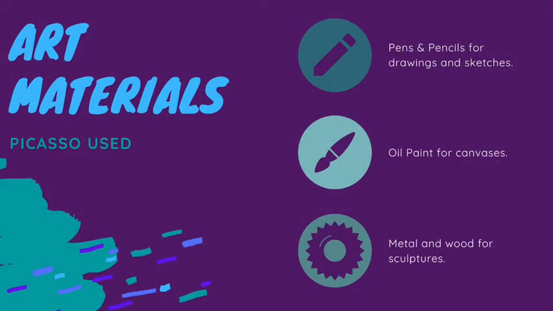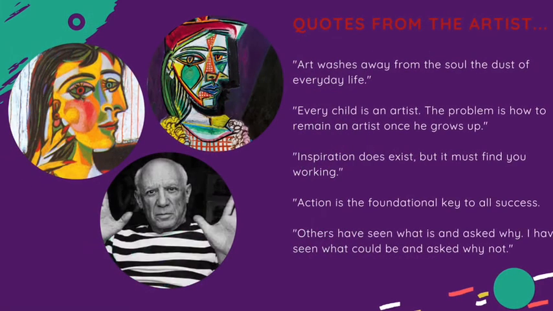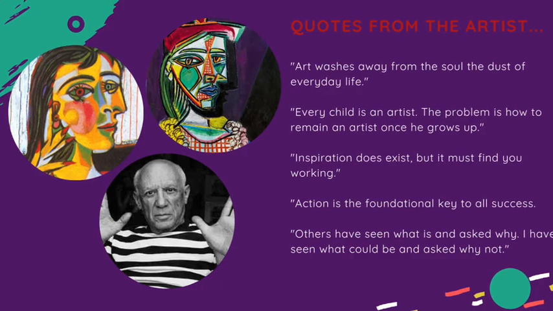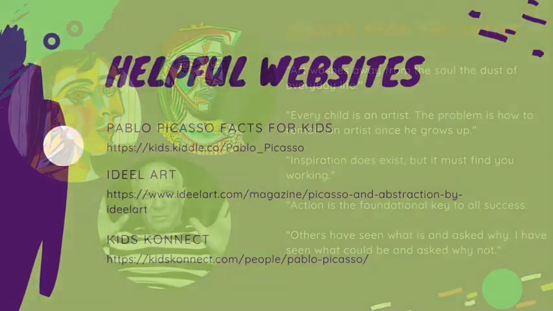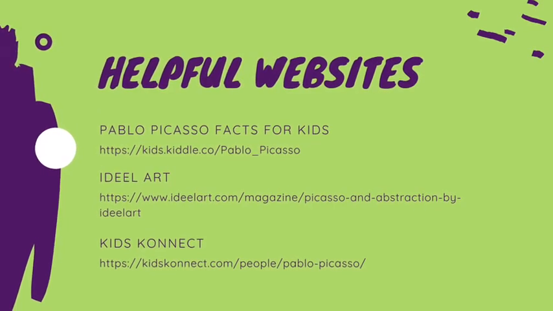The art materials he used were pens and pencils for drawing and sketches, oil pastels for canvases, and metal and wood for sculptures. Here are a few quotes you can read through, and they really are all great. Here's a list of the websites I got all of this information from if you'd like to check them out.